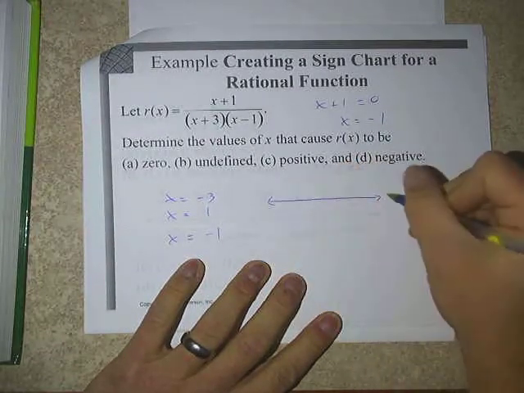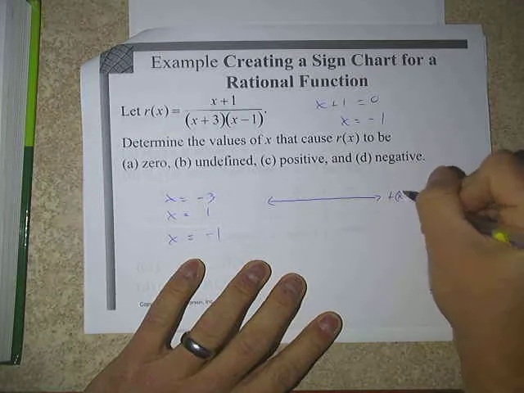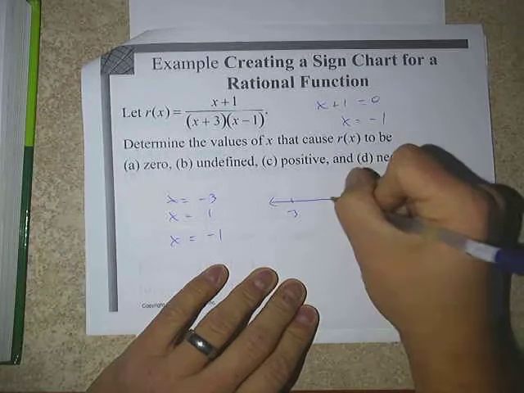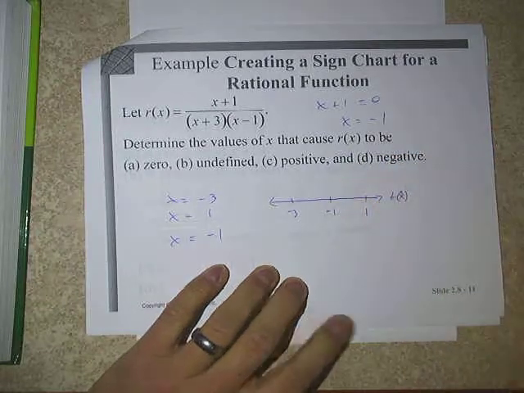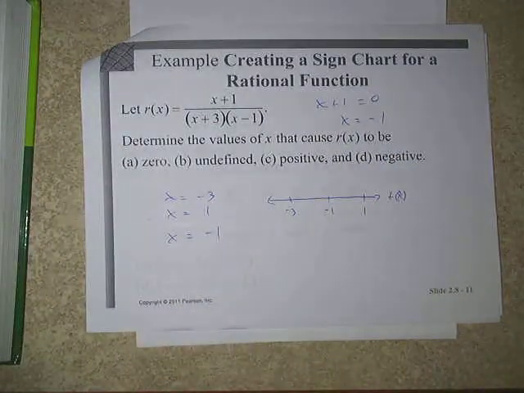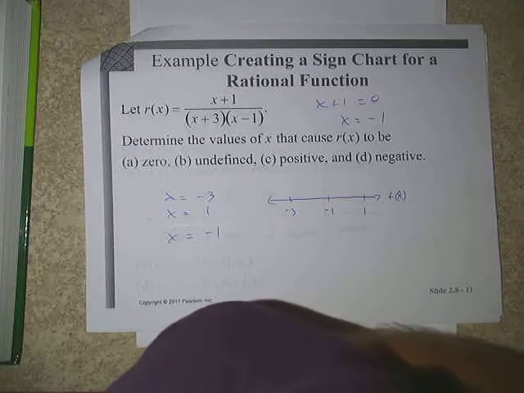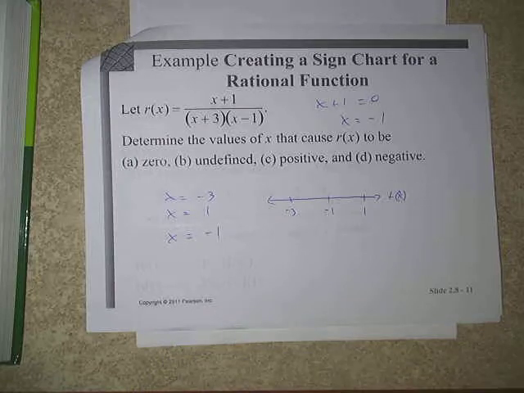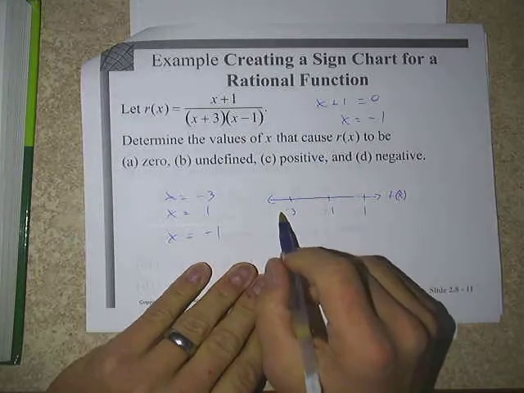Now our work is going to look exactly like what we just did with the polynomials. We're going to take those split points, put them on the number line, and do some testing. And that test, just like with a polynomial, is going to tell us where this function is greater than 0 and where it's less than 0.